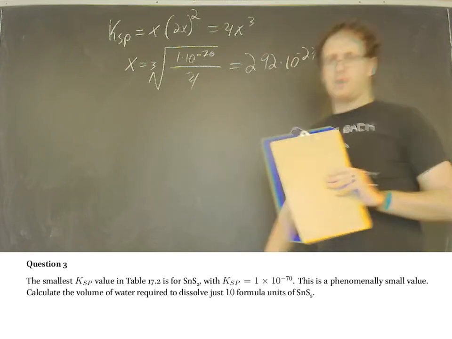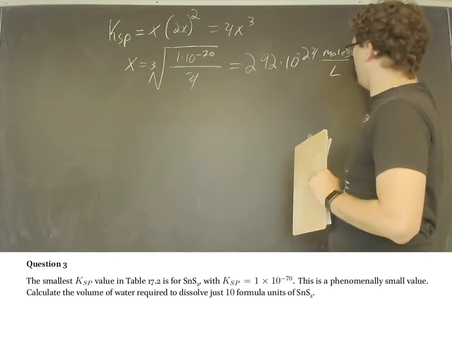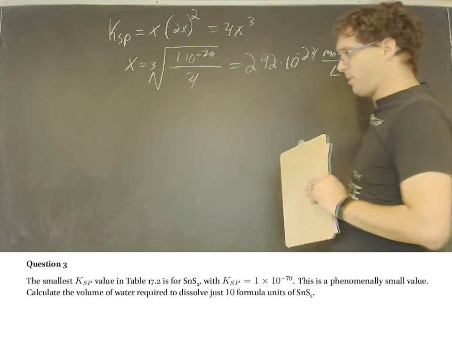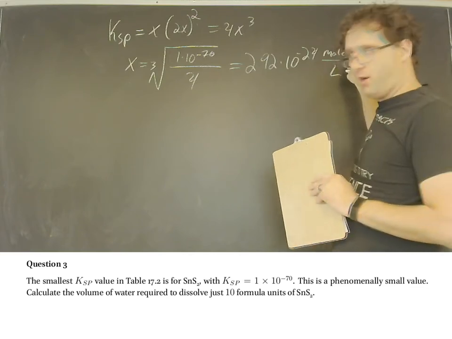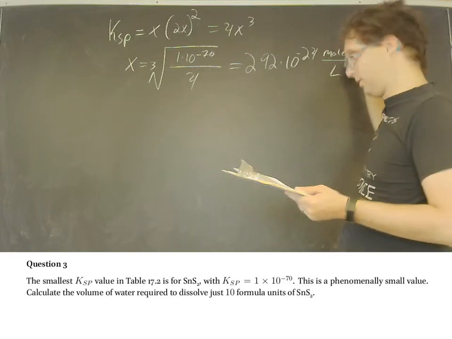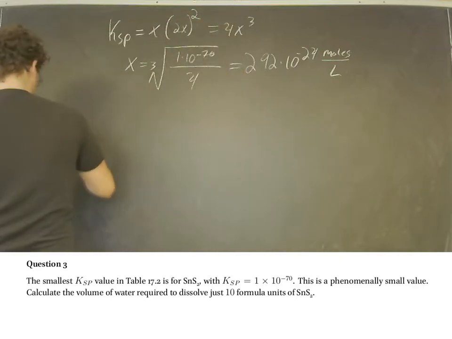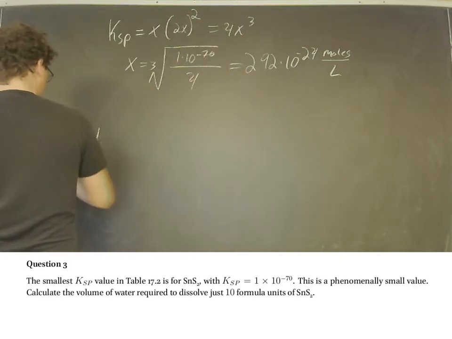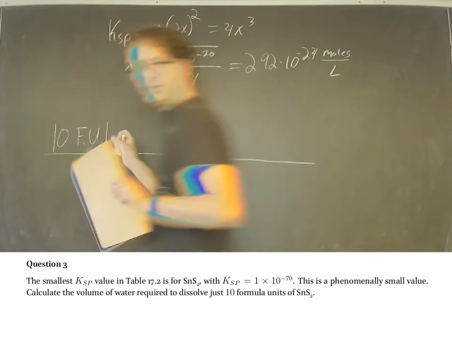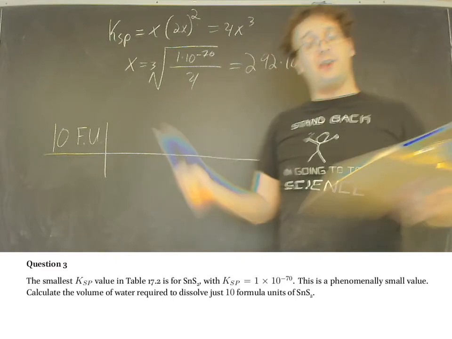Well, how can we proceed from here? This molar solubility is a number of moles per liter of volume. It can be thought of as a conversion factor between moles and liters, or liters and moles. So what we'll do is we'll start with 10 formula units, and do dimensional analysis from there.